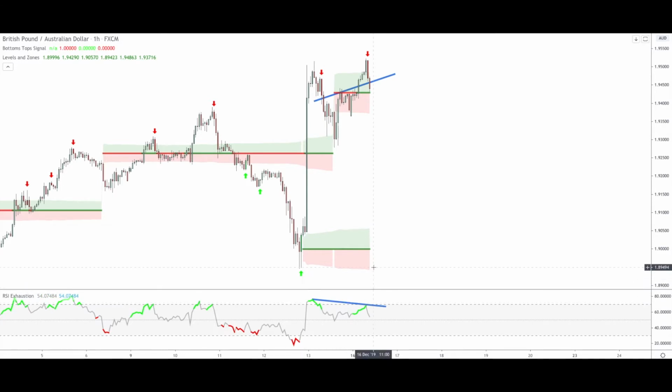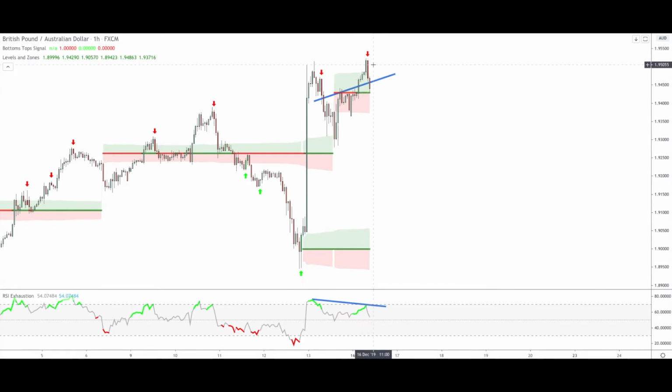The second condition that we check is to have the RSI exhaustion to be exhausted, and in this case it is exhausted around this area here and it is exhausted also around this area here. So within the candles of the first top we had exhaustion, and we had exhaustion also right now where we have a second top.